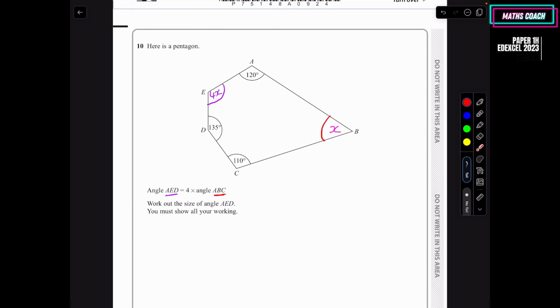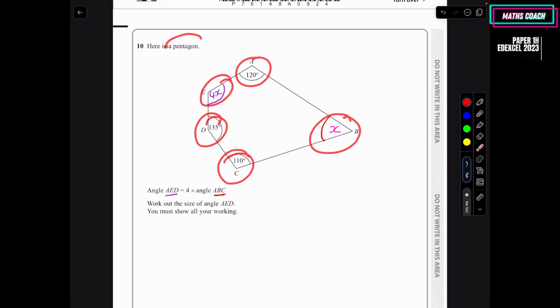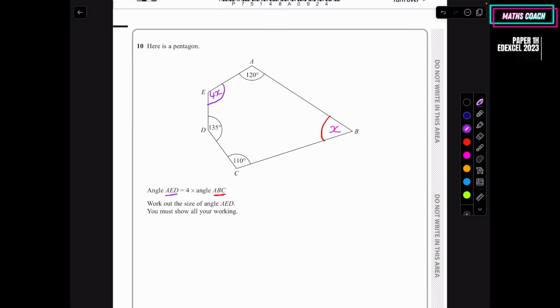Now look at this. 1, 2, 3, 4, 5. I've got something that I can add together and make it equal to the sum of the interior angles of a pentagon. And how do we find the sum of the interior angles of a pentagon? We do n minus 2 times 180. n is our number of sides. Here the pentagon has 5 sides, so it's 5 minus 2 times 180. That's 3 times 180. 3 times 180 is 540.